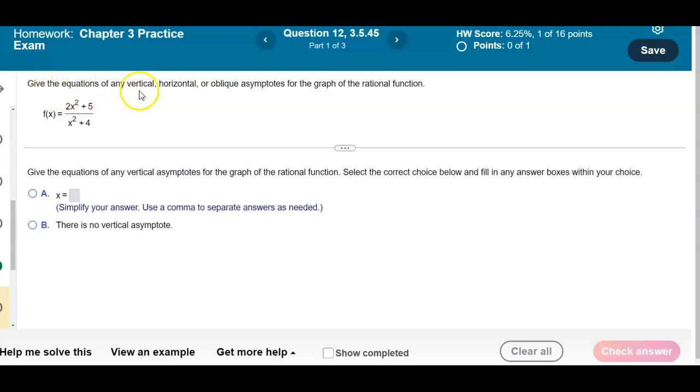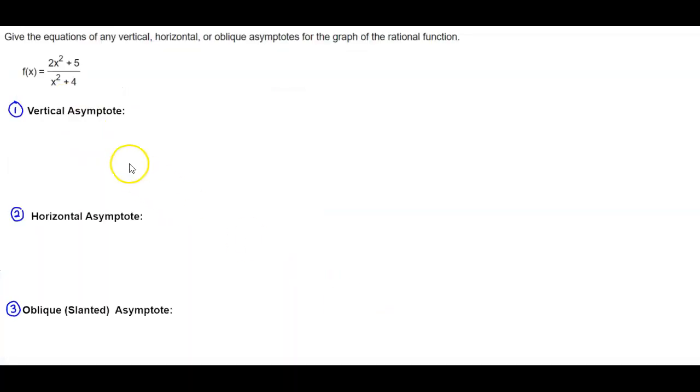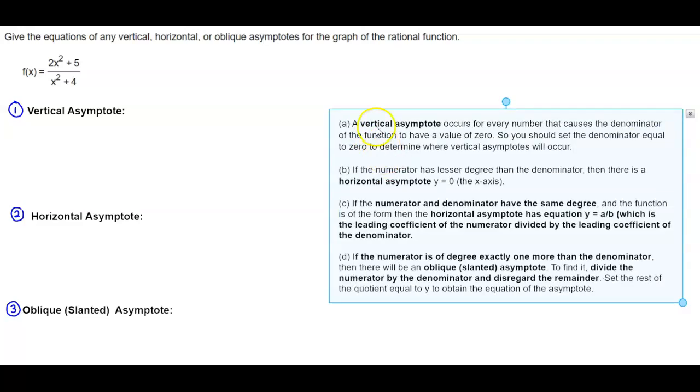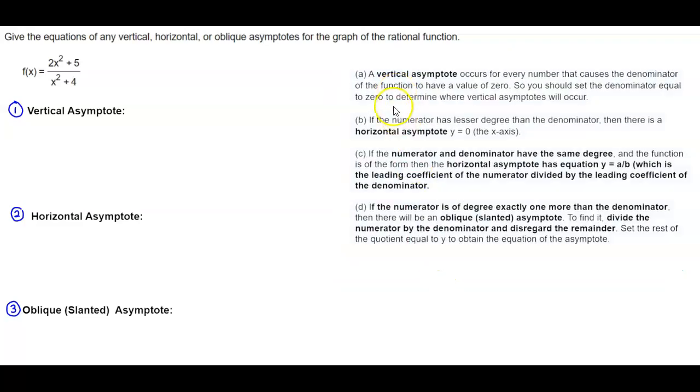Give the equations of any vertical, horizontal, or oblique asymptotes for the graph of the rational function. We have f of x, which is equal to 2x squared plus 5 divided by x squared plus 4. So here is our rational function. We want to determine the vertical, the horizontal, and oblique asymptotes. Let's go ahead and take a look at the vertical asymptote.